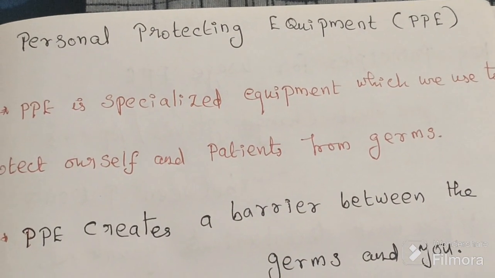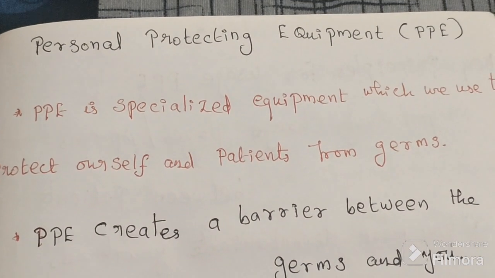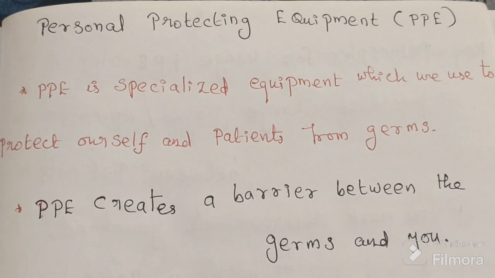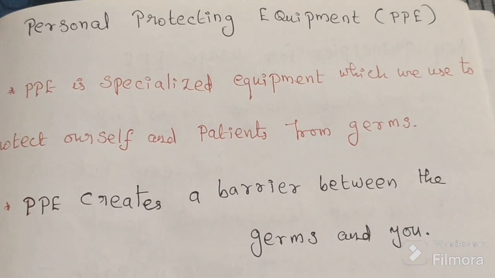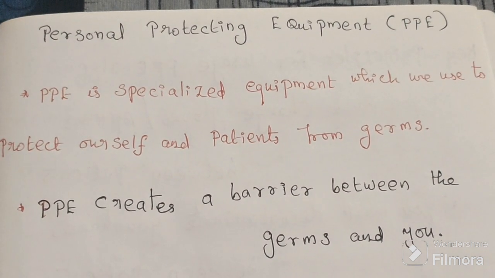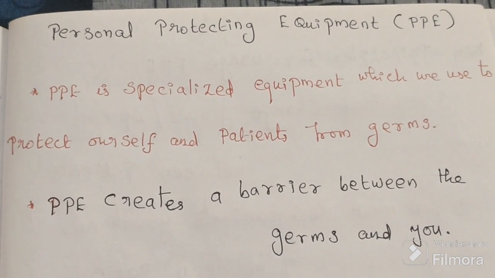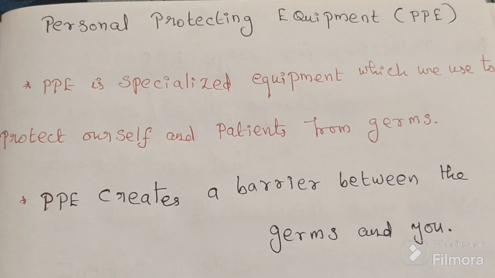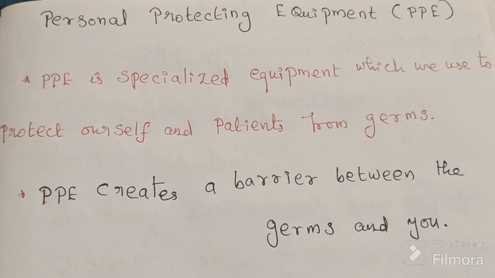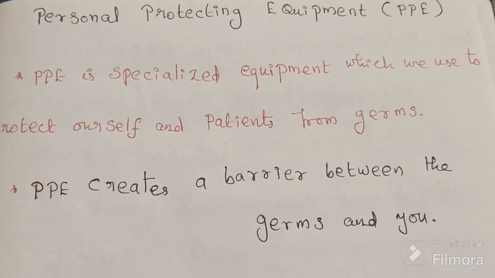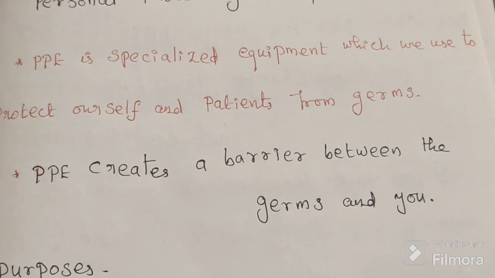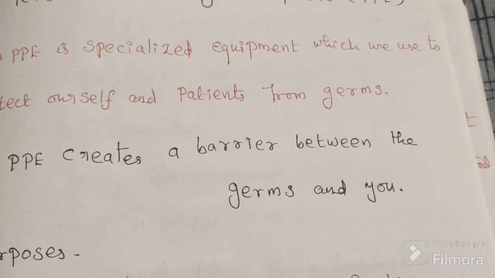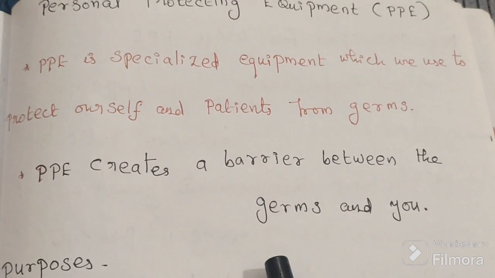This video will discuss personal protective equipment, PPE. What is PPE? It is specialized equipment used to protect ourselves and the patient from germs. It protects healthcare workers as well as patients from microbes. It creates a barrier between germs and you.